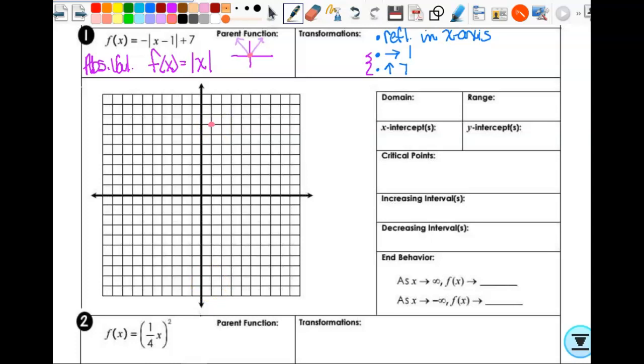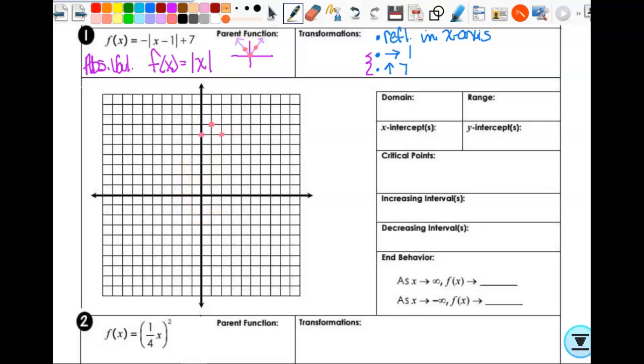So my next anchor point I would use would be 1, 1. So I'm going to go to 1, 1, and I put my pencil there. I reflect in the x-axis, so it ends up down here. Then I move to the right 1, and up 1, 2, 3, 4, 5, 6, 7. And then we go to -1, 1. That's my last anchor point. I'm going to reflect in the x-axis, go to the right 1, and up 7.